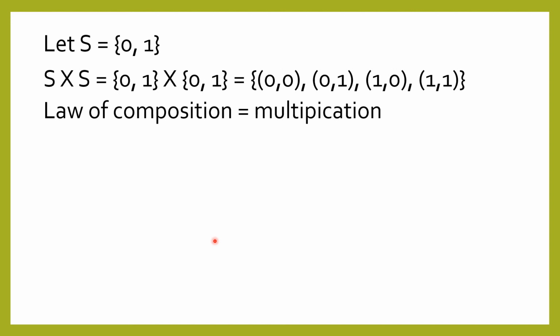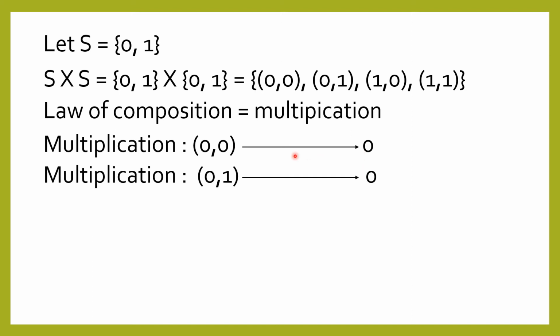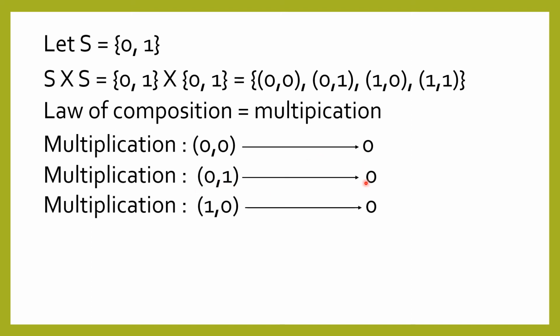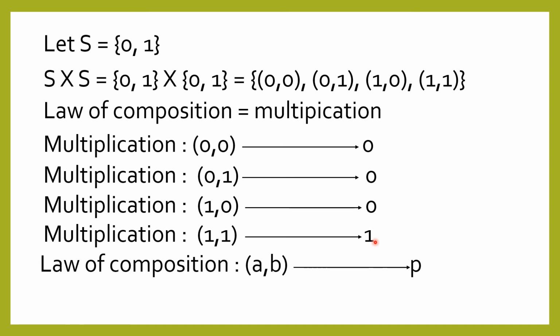Let us consider the law of composition as multiplication. Applying multiplication on the ordered pair 0, 0, we get 0. 0 into 1, we get 0, which is again an element of S. 1, 0 gives 0 after multiplication. 1, 1: so 1 into 1 is 1, which is again an element of S. So here the law of composition is multiplication.